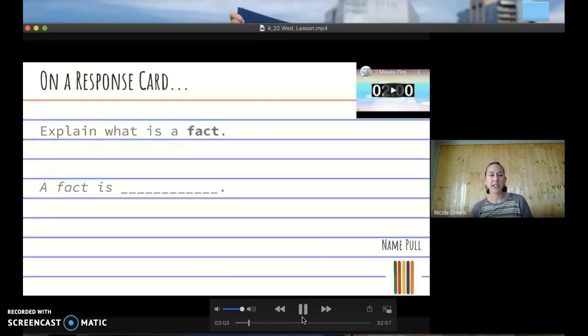All right, first things first, grab your paper, grab your pencil, and it's time for your first response card. This is kind of an easy one. Two minutes on the board. You are going to explain what is a fact. Make sure you start with your sentence stem.